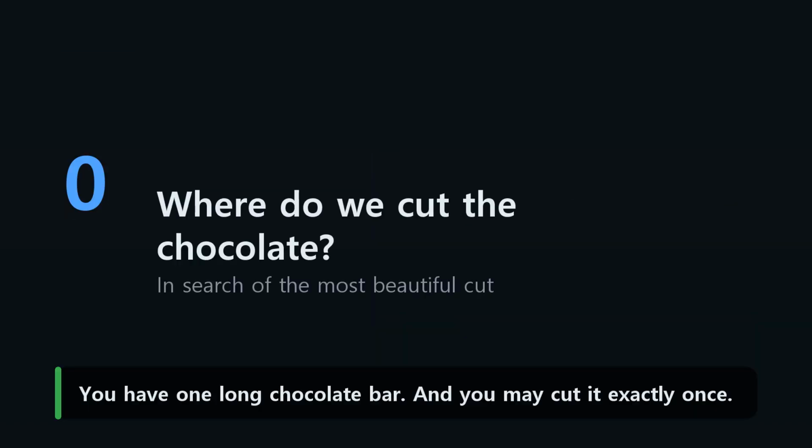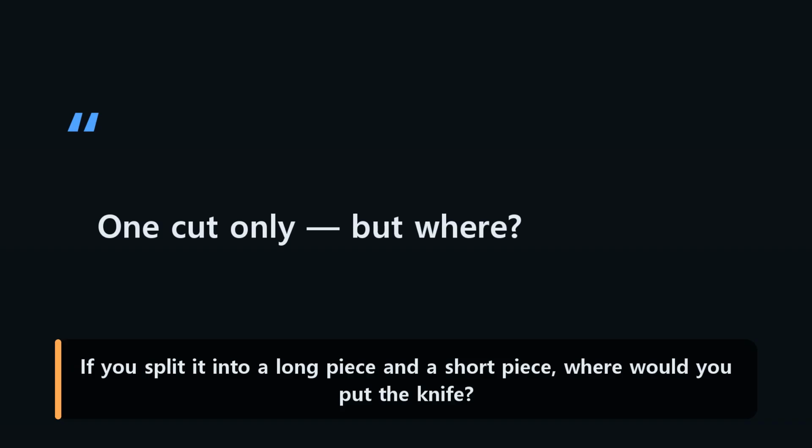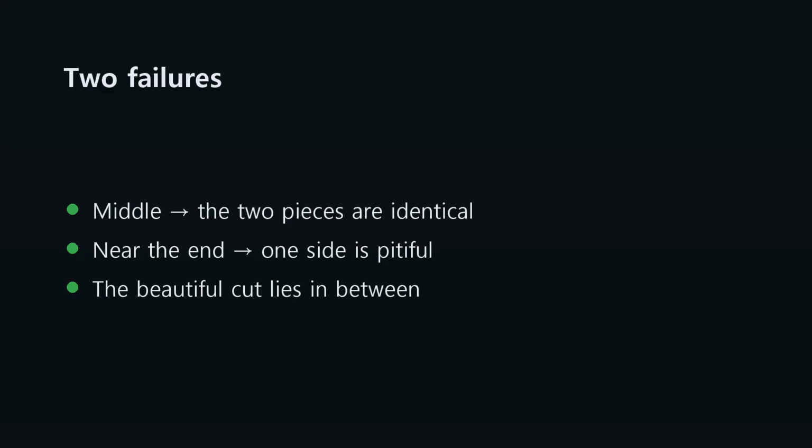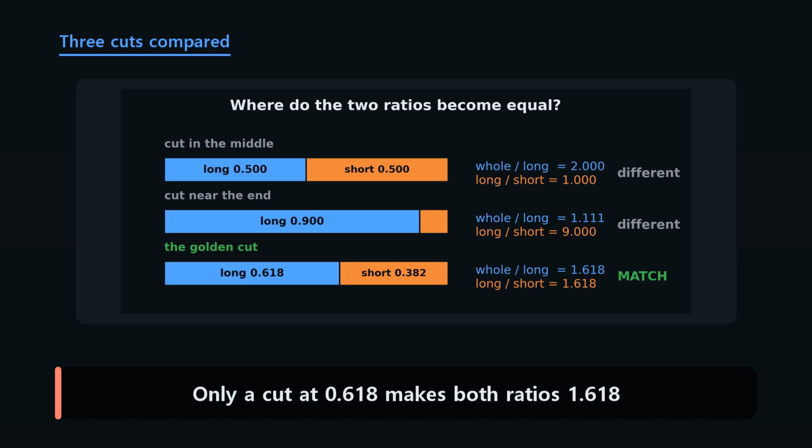You have one long chocolate bar, and you may cut it exactly once. If you split it into a long piece and a short piece, where would you put the knife? Cut it right down the middle and the two pieces are identical, which is dull. Cut near the end and one side looks pitiful. So where along this bar is the cut that looks the most stable, the most beautiful?